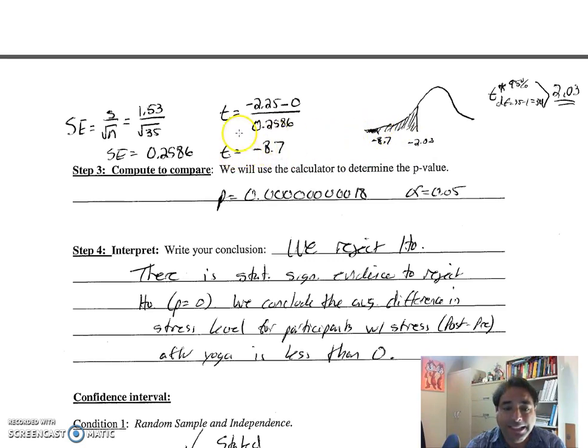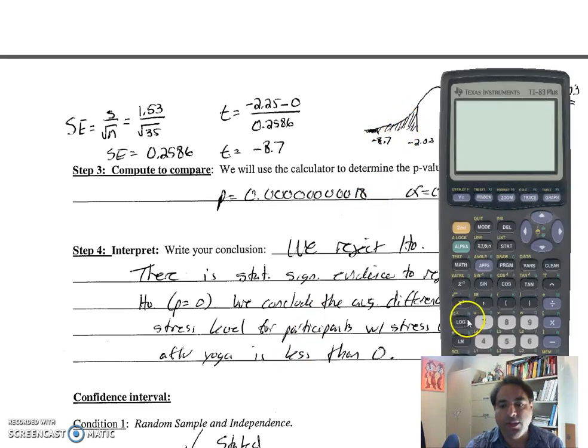So the t is going to give us our p-value. To the left of that, because it's less than, very, very, very small. To the left of the negative 2.03 would be like our alpha, much larger. Our p-value is smaller than our alpha. But if you want the actual numbers, we'll use the calculator. So we go to the calculator.